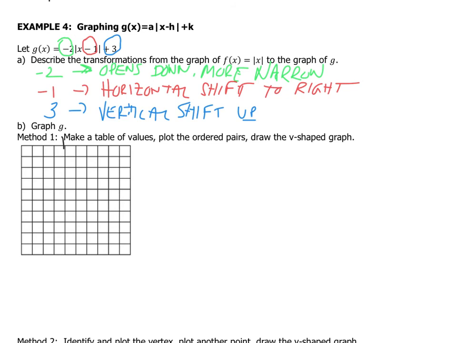To make a table of values, you just make your table, you plot the points, and you draw the V shape. And again, notice that it's always a V shape. So let's just make the table.